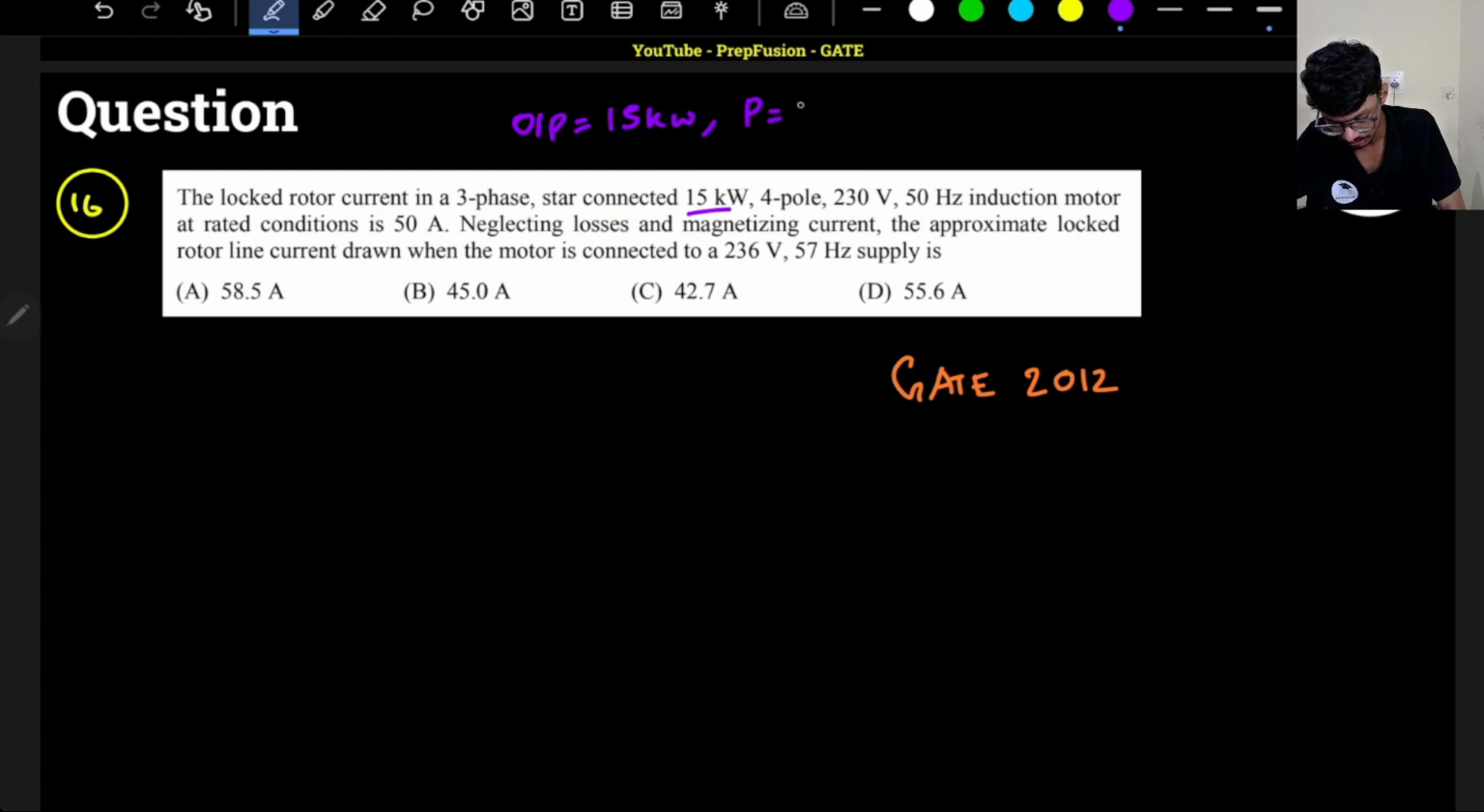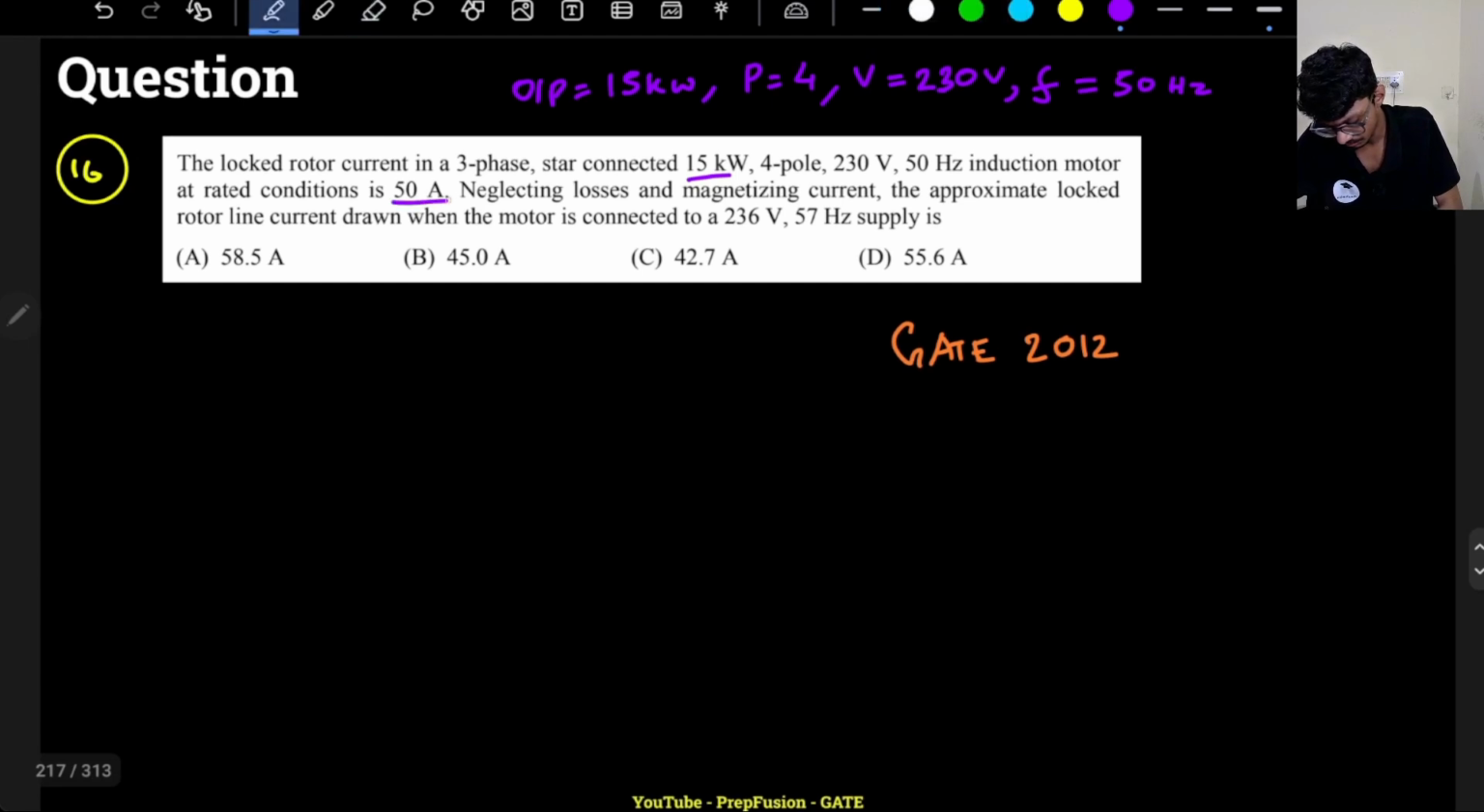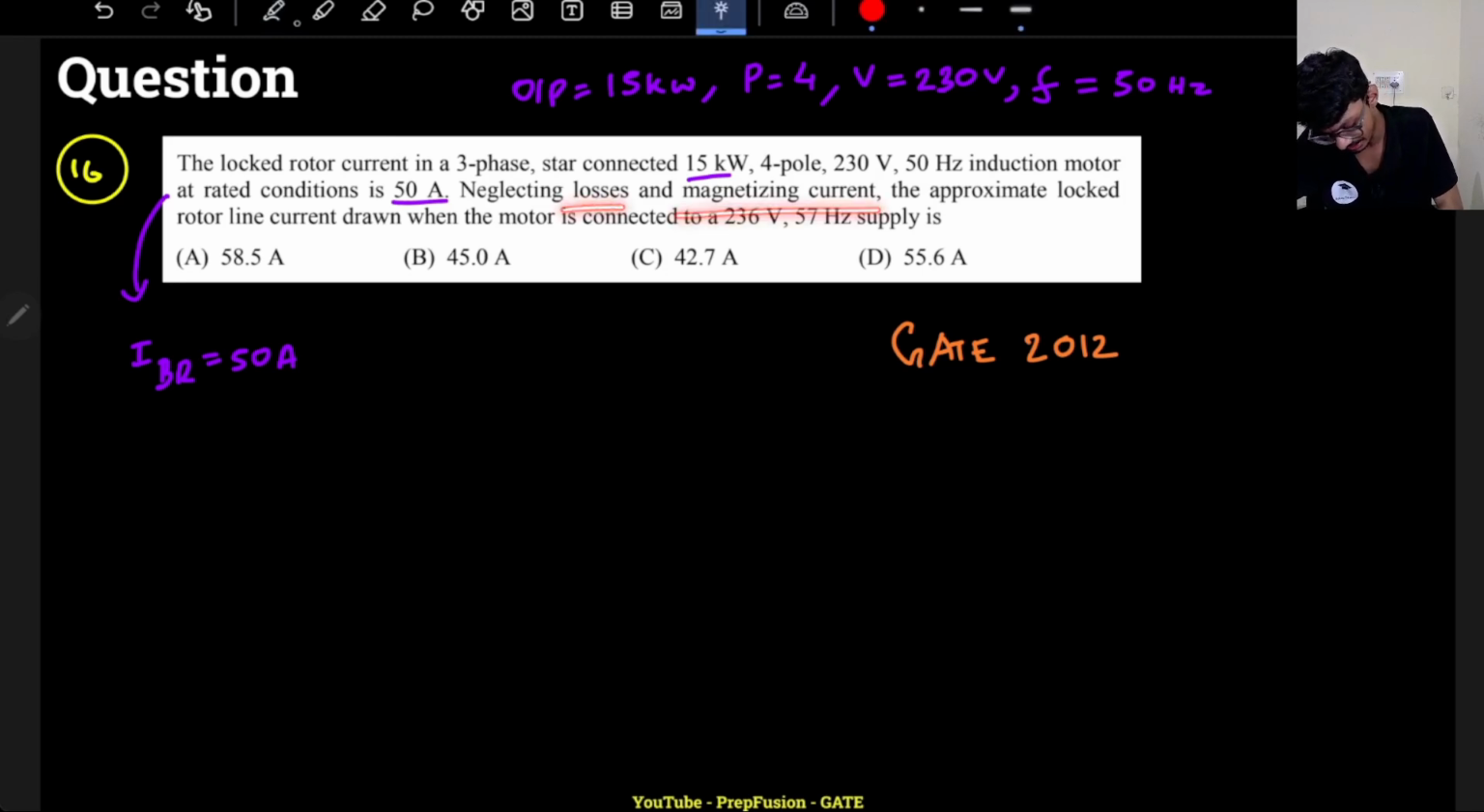It's a 4 pole machine. Voltage is 230 volts, and frequency is 50 hertz. And at rated condition the current is 50 amperes. This is the rated current basically, neglecting the losses and the magnetizing current. So they are telling me I will neglect the losses.